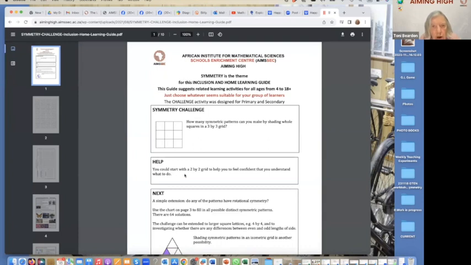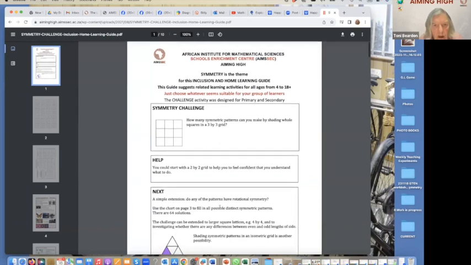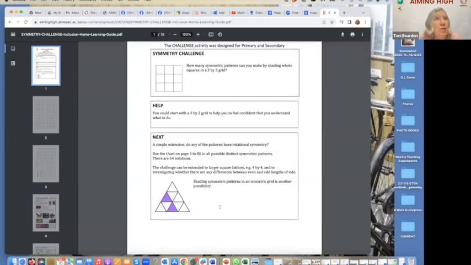And it says you could start with a 2x2 grid to help you feel confident that you understand what to do. So if you start with a 2x2 grid, and you can get all those fairly easily, then you can go back to 3x3, and that's a general method for problem solving. If you can't solve the problem, maybe you can shade some but you don't know how to find them all, maybe you go back and simplify the problem and then work your way back to what you were really trying to do.